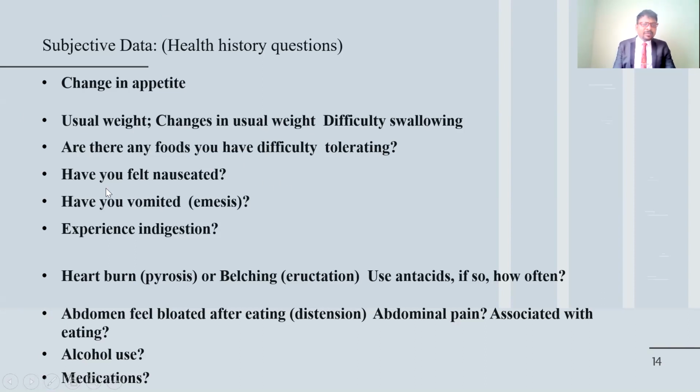Next, have you felt any nausea? We have to check. Some people may get nausea, that is a feeling of vomiting, and sometimes they may get burning and esophageal reflux, which gives irritation and a burning sensation. And also, have you vomited, or emesis? That means any vomiting, because of food poisoning, or some food, or any stomach abnormality or gastric irritation. And also any experience of indigestion. We have to take the history about indigestion.